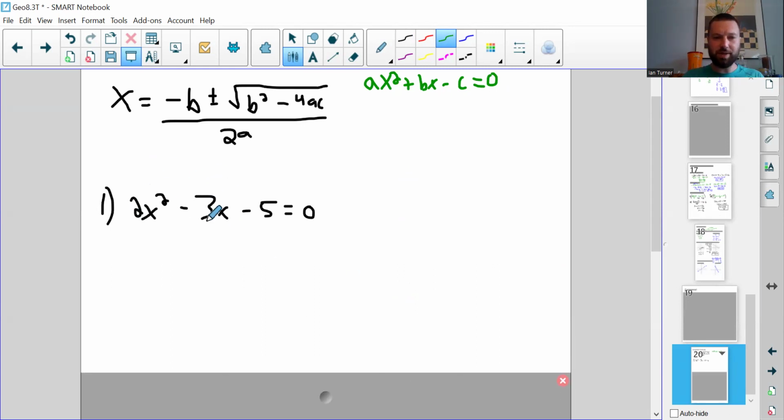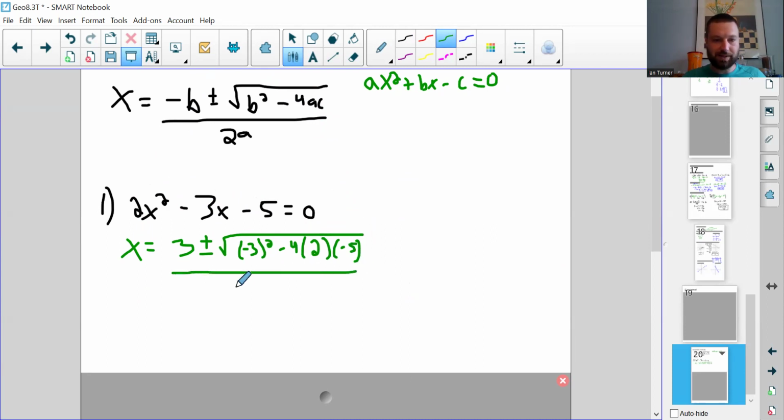So again, this is our A term, B term, C term. Be careful with the negatives, right? So we're going to get x equals -3, but it's a negative b, so it becomes +3. Double negative makes a positive. Plus or minus -3 squared is what is technically under there. You're going to square it, so it's going to turn positive, but it's good to write it out. Double check you're doing the right negatives. 4 times 2 times -5. And then we divide the whole thing by 2 times 2, because a is 2.